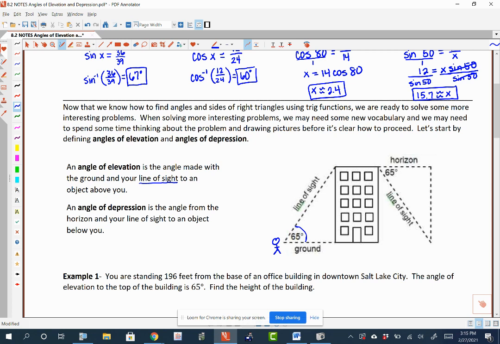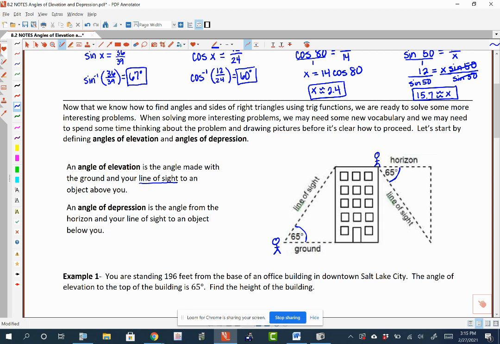We also have an angle of depression. Let's say for some reason you're up on the top of this building and you're looking down at the street. So this time my line of sight takes me down to the street. Instead of looking straight out from the building, now I look down, a depression of my eyesight, to find that angle of depression.